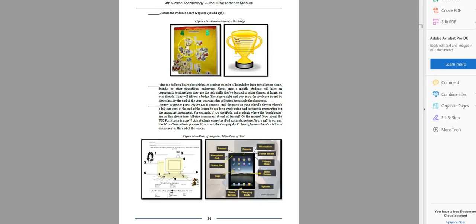Evidence board. Once a month or so, you put a bulletin board on your wall, and once a month, they tell you how they use technology outside of class, that they transferred the knowledge you've shared about technology and used it outside of class. So assuming maybe they helped someone find an address on Google Maps, maybe they helped a classmate use Haiku Deck for a slideshow.